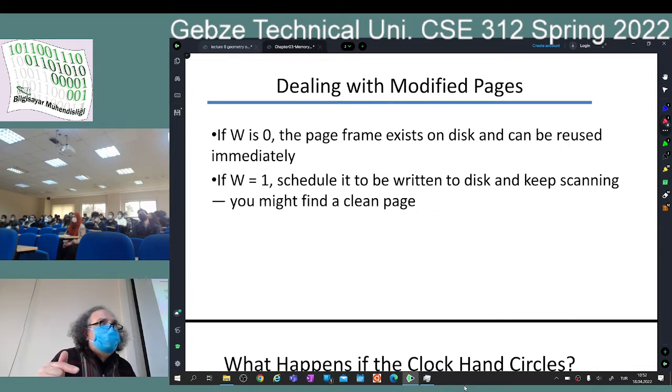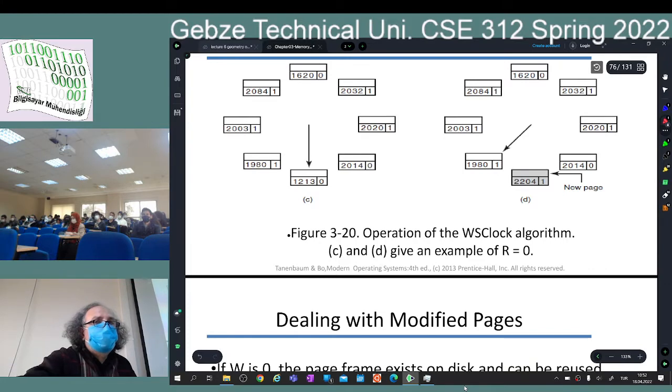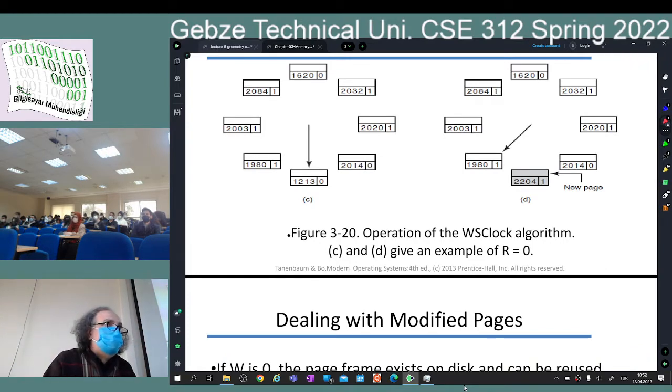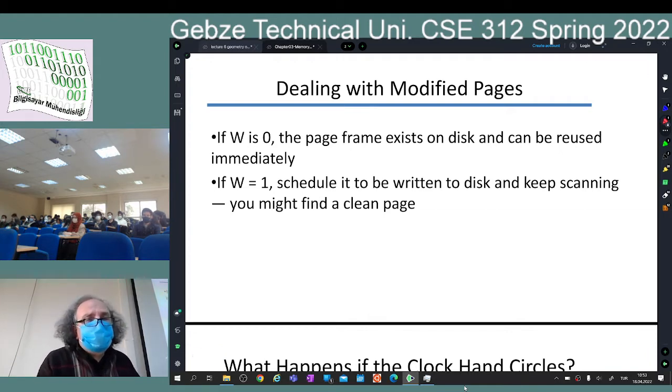You just ask the operating system to write it to the disk, and you keep scanning your pages to find a page old enough to be replaced that is not modified. You ask the operating system to write this to the disk, and you try to find another page that doesn't need to be written, and you keep scanning. This page will eventually be written to the disk, and then it will be available for some other process to use.